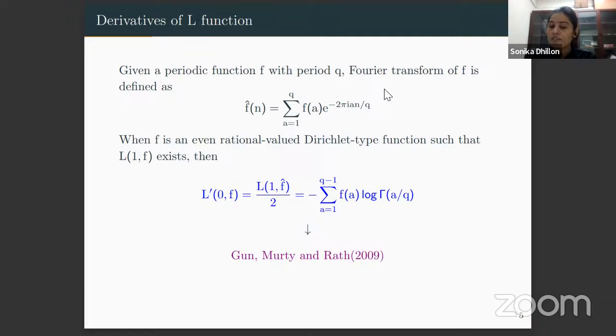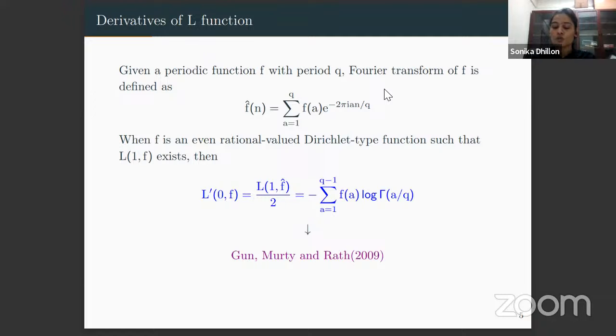Now note that for L1f, we already have it in terms of digamma values. Why do we now require L1f in terms of logarithm of gamma values? That we'll see later, because we are basically studying some Dirichlet type functions. If f is Dirichlet type, f hat may not be Dirichlet type. So in that case, whatever results are known for the Dirichlet type can no longer be used for the Fourier transform, for functions like L dash of 0, f. So that is the reason we now have to study it in terms of the logarithm of gamma values.